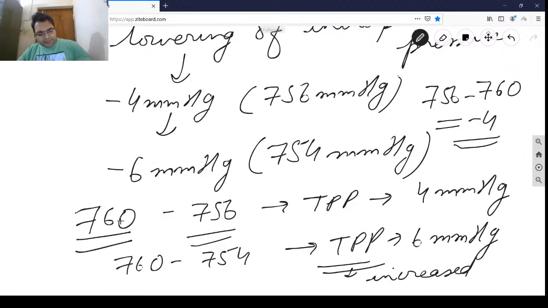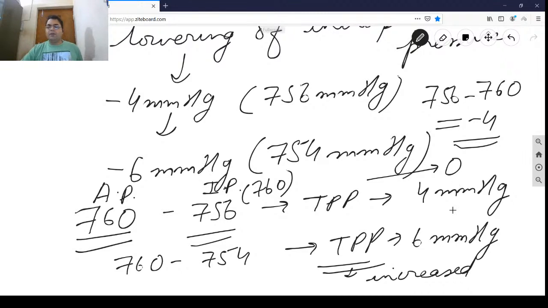So this is alveolar pressure, this is intrapleural pressure. Now suppose this was 760, then TPP would have been 0. If TPP was 0, there would be no pressure gradient to oppose the collapse of the lungs. The lungs would collapse completely after exhalation, reach 760 again, and all of a sudden fully collapse. Then you wouldn't be able to inhale. That would have been the problem.